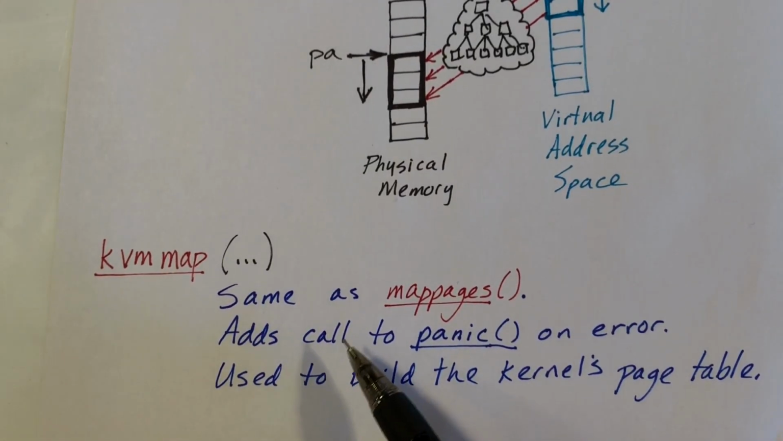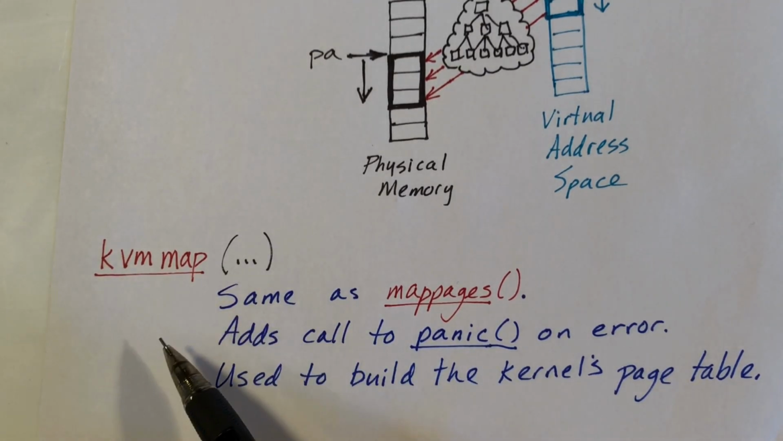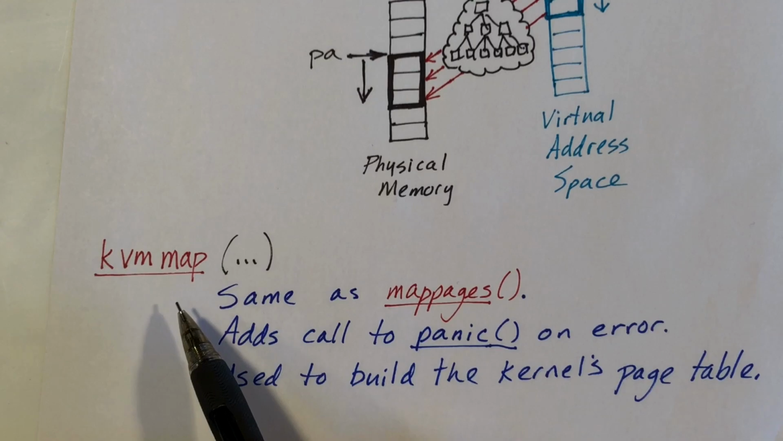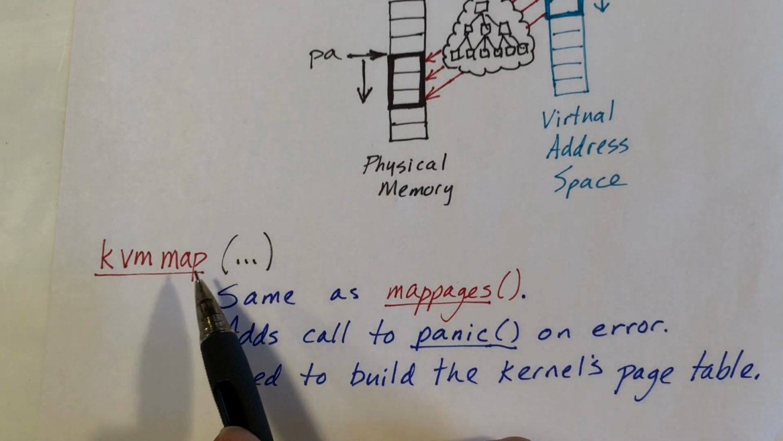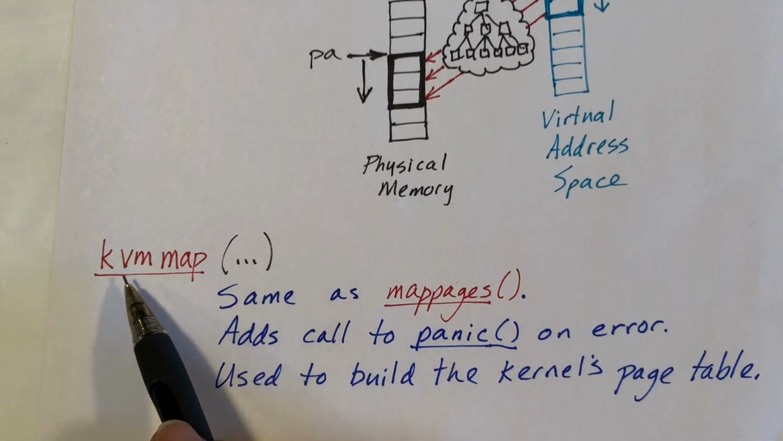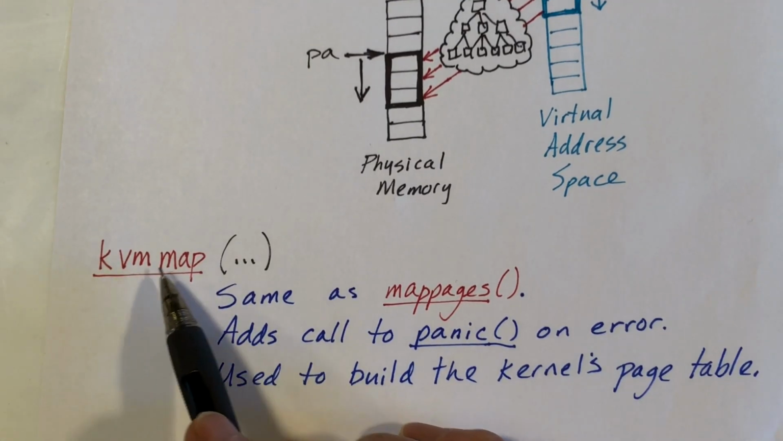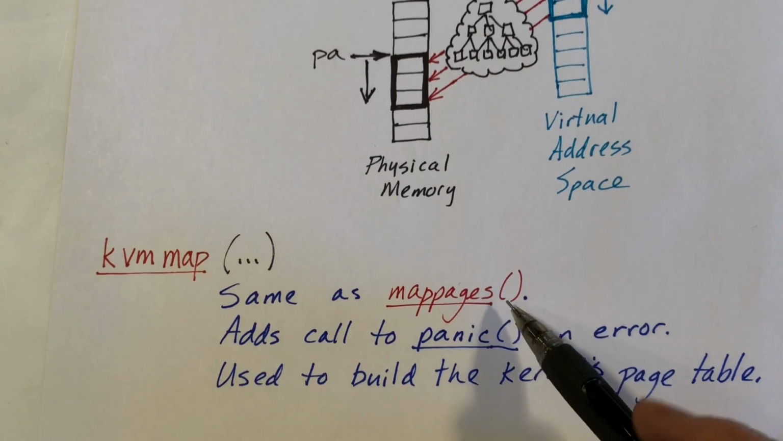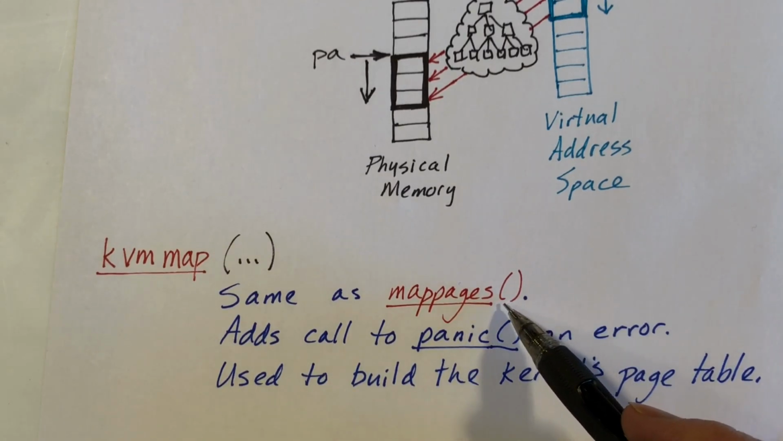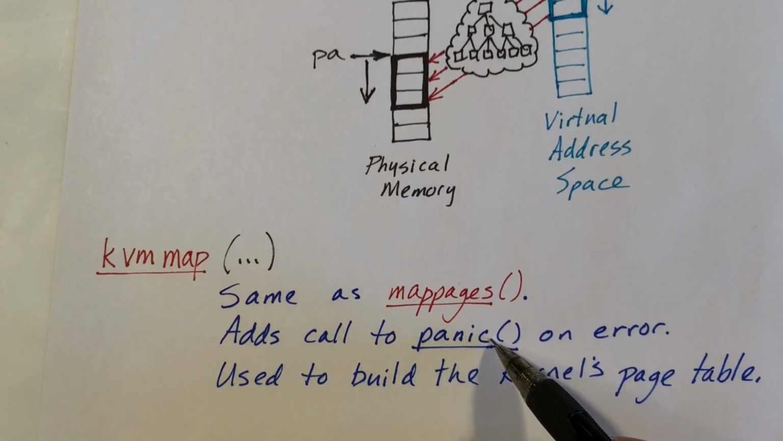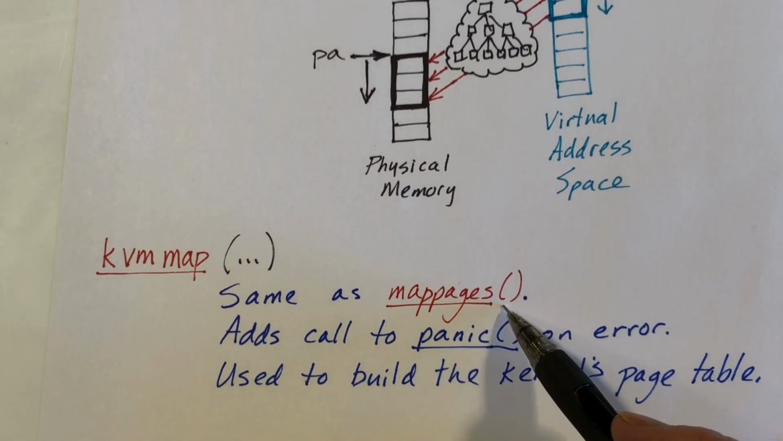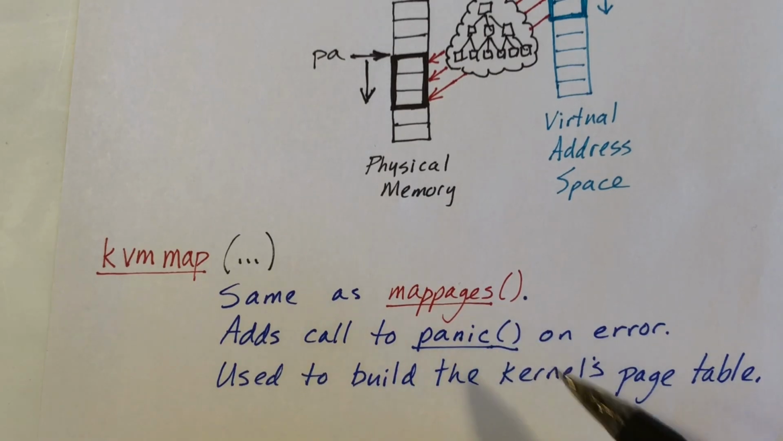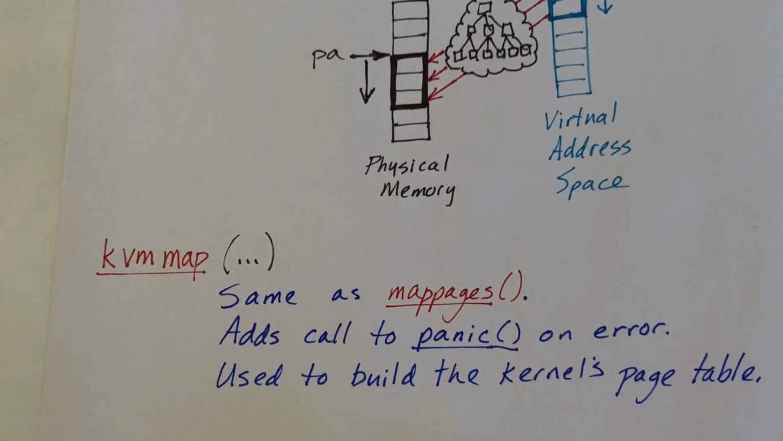For the kernel, there is exactly one page table, and all cores will share that page table. When we create that page table, we use this function kvmmap, kernel virtual memory map. It's basically the same as mappages, except that we do not expect errors when we're creating the kernel's page table. So this function just adds a call to panic in case mappages returns a -1 error code. And as I said, it's used to build the kernel's page table.